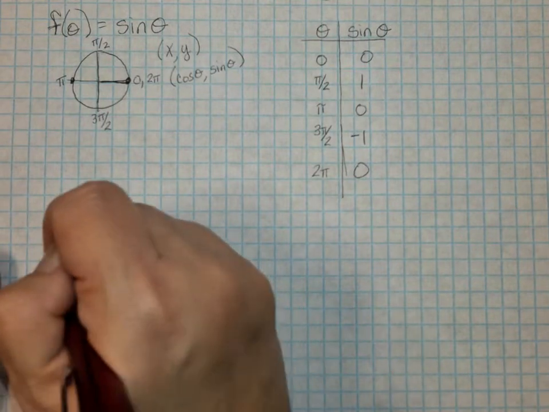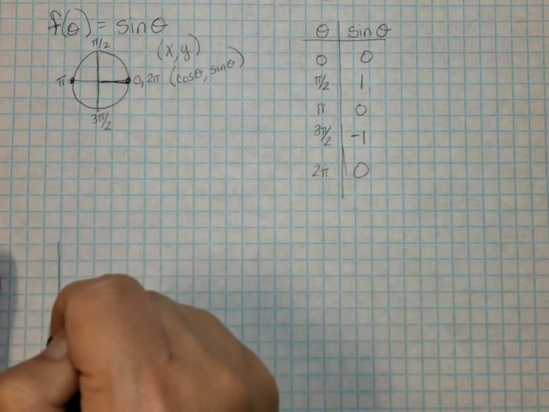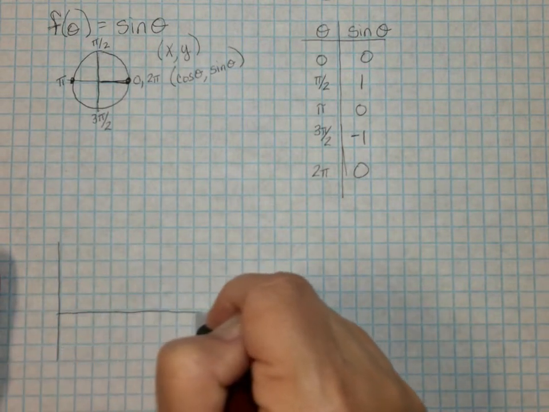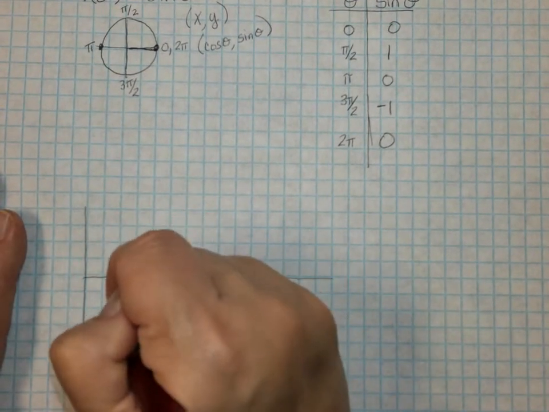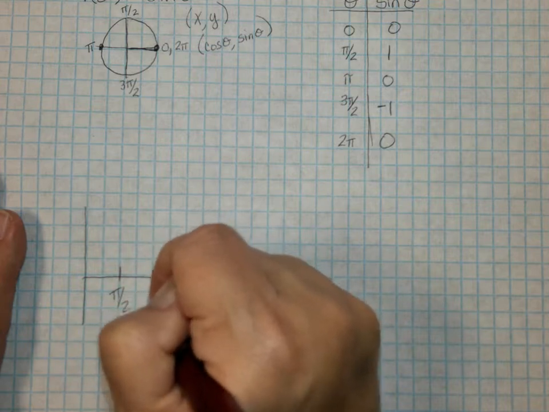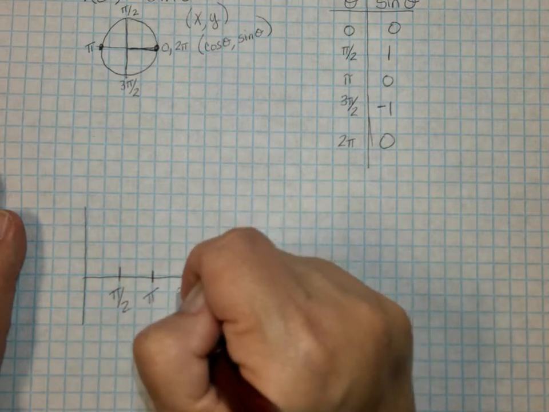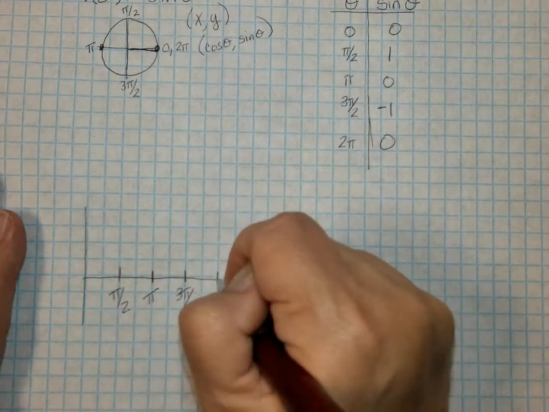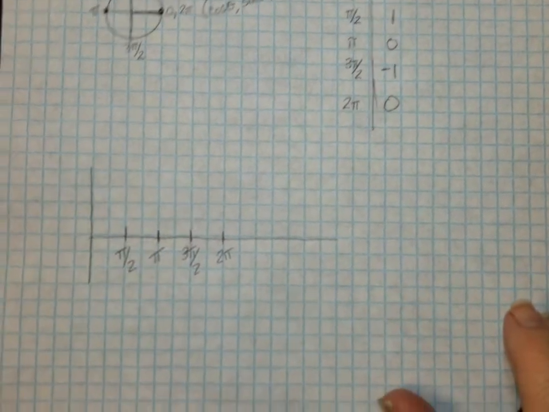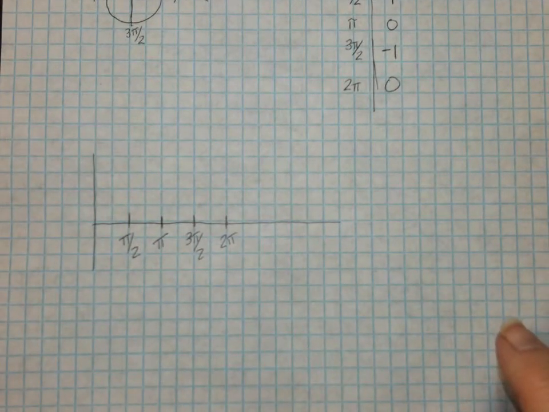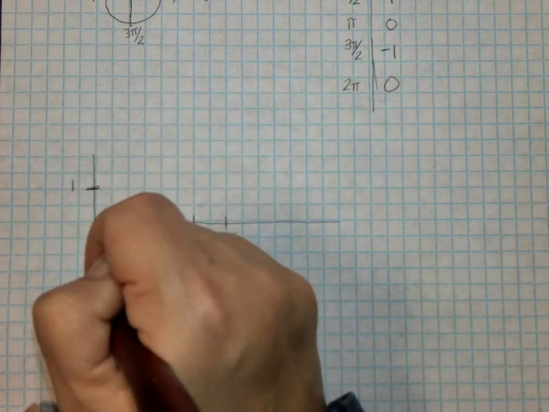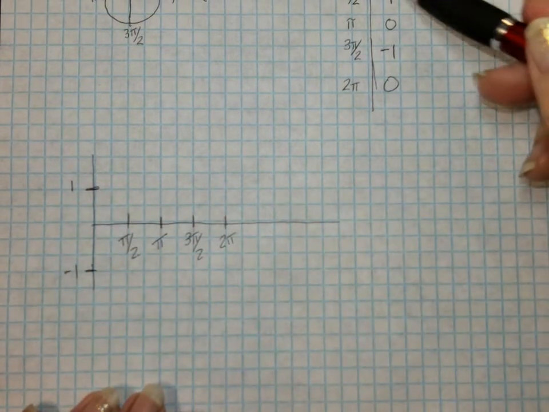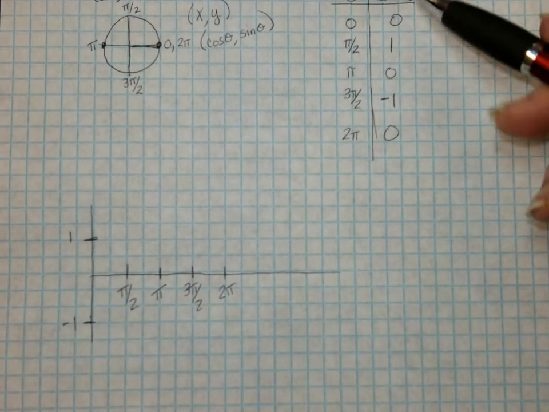Alright, so now we're going to, in essence, roll out our x-axis, our independent axis. It's really our theta axis. And I'm going to mark off pi over 2, and pi, and 3 pi over 2, and 2 pi. Then on my y-axis, I mark off 1 and negative 1, because I can see from my table that that's as high as I need to go.